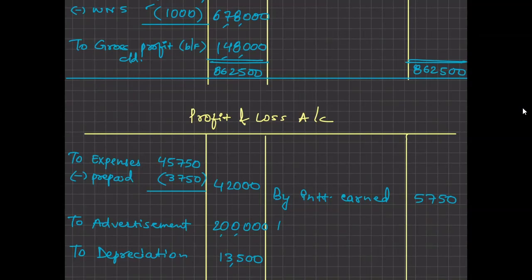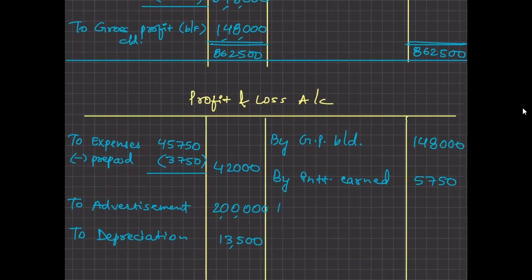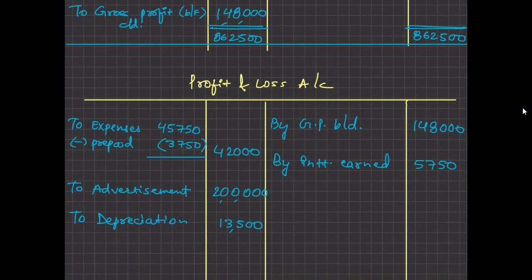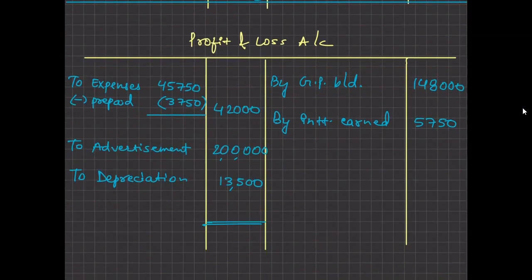And in my P&L account, the gross profit will be brought down as 1,48,000. Okay, then we have 42,000 as expense, 2 lakh as advertising, and 13,500 as the depreciation. Now, obviously, you need to do the total. The total is more on the debit side, it seems. So we will have a loss in the P&L. How much loss we have? 2,42,000 plus 13,500. So that would be 2,55,500.